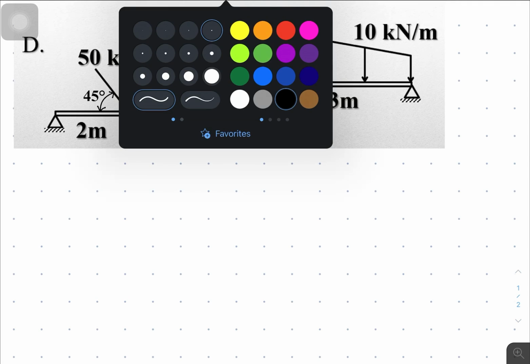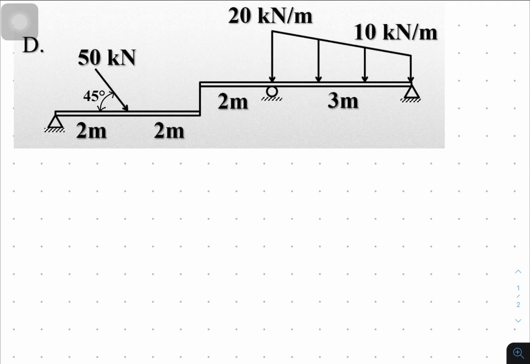So let's have an example. We have a compound beam, and the reason why it's compound is because we use a link to connect two beams to form a much longer beam. That's why it's a compound beam, because of this link.